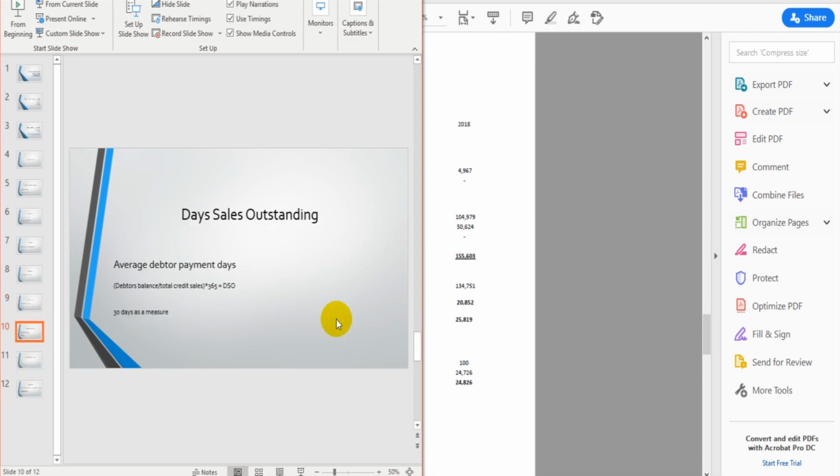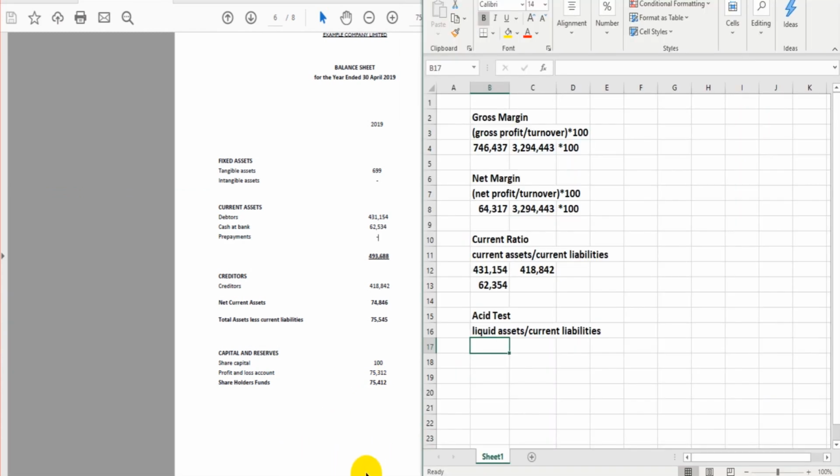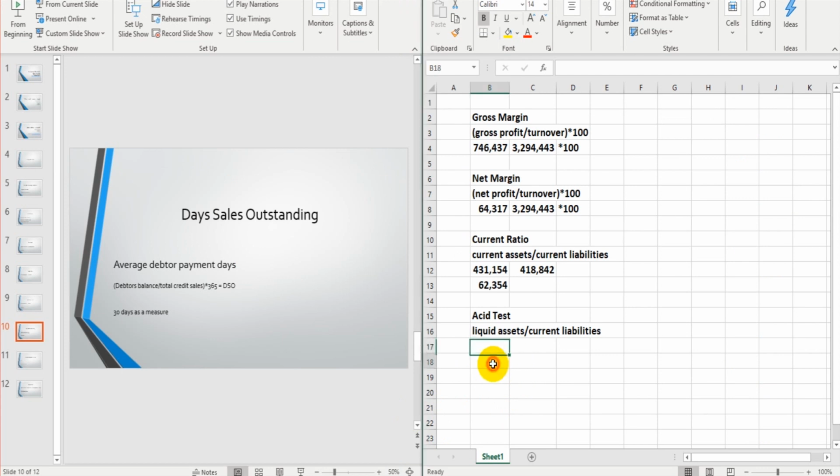Okay, days sales outstanding. Now this is an interesting one, and I need to make sure I take my time with this. Let's bring that up. So we have days sales outstanding. Sometimes it's just abbreviated to DSO. Now this measures the average debtor payment days. So this is how long does it take this company's customers to pay them? How many days does it take?